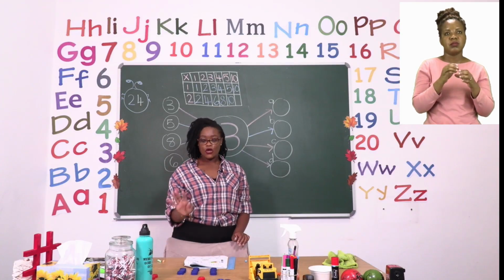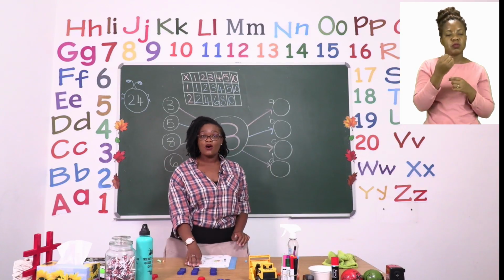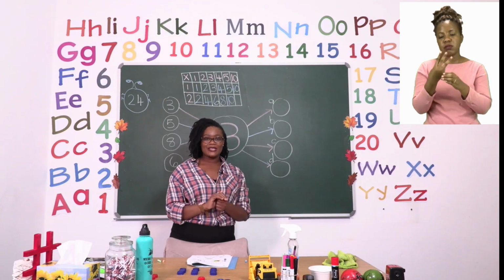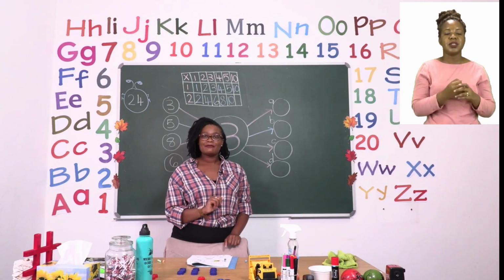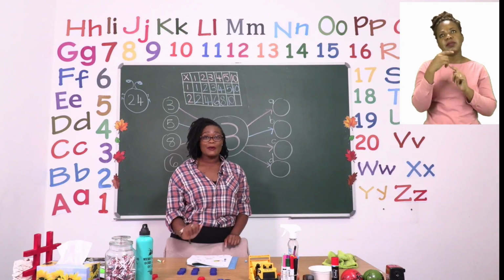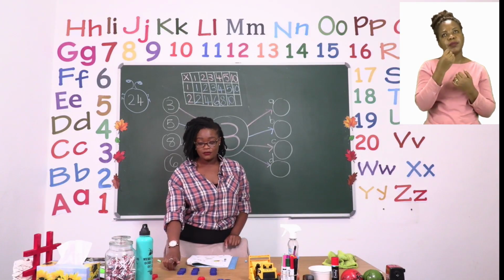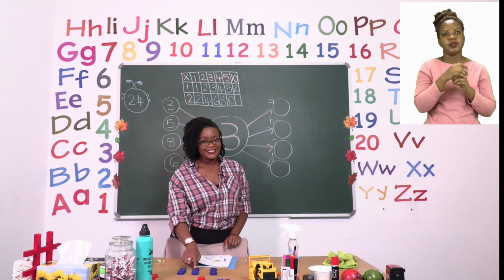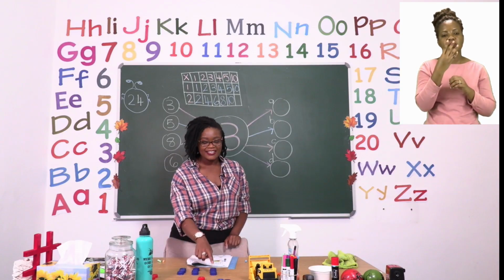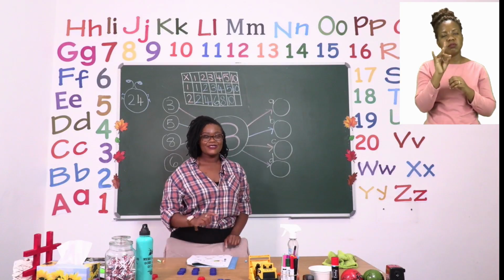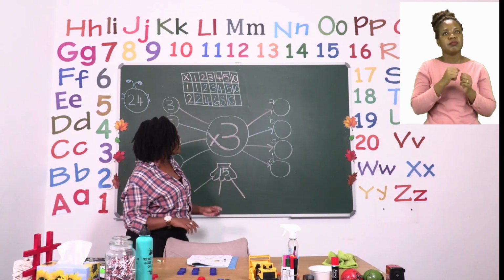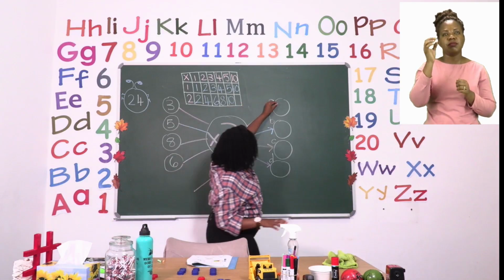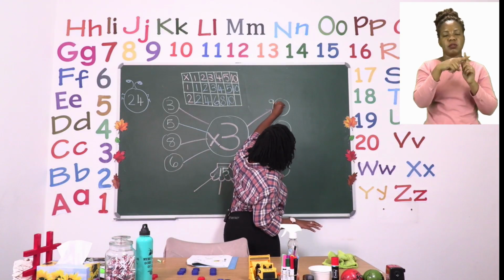So I have made 3 groups of 3, which is the same as saying 3 times 3. In order for me to get my answer, I need to count all my counters. 1, 2, 3, 4, 5, 6, 7, 8, 9. So that means my answer for 3 times 3 will equal 9.